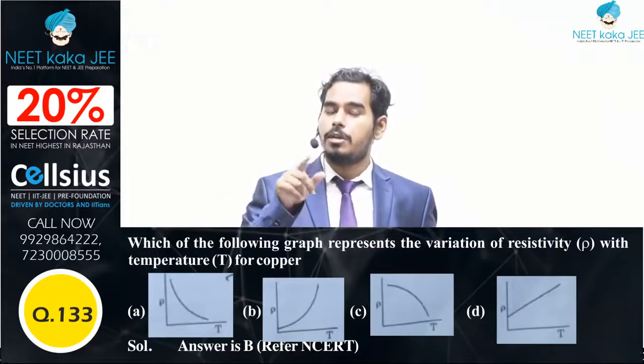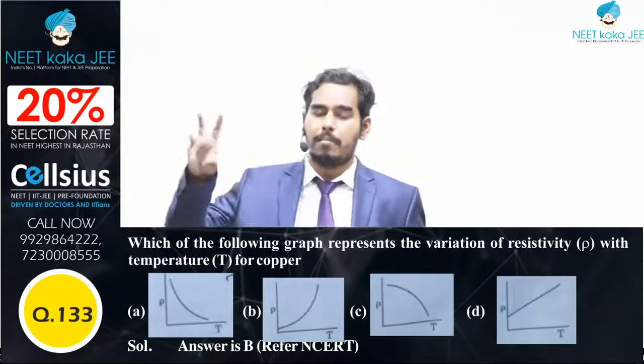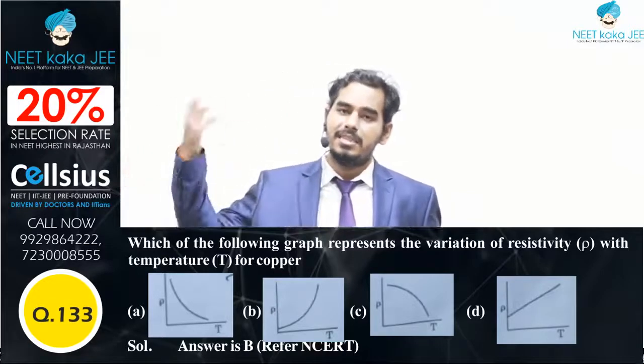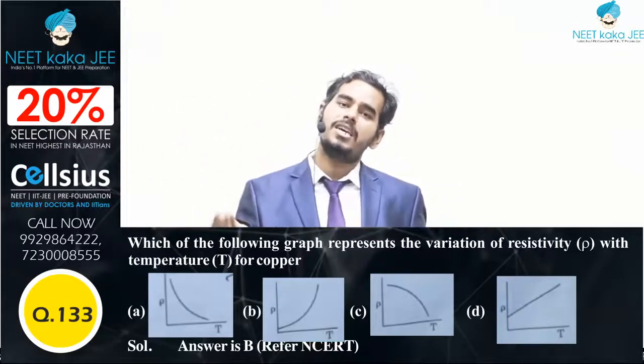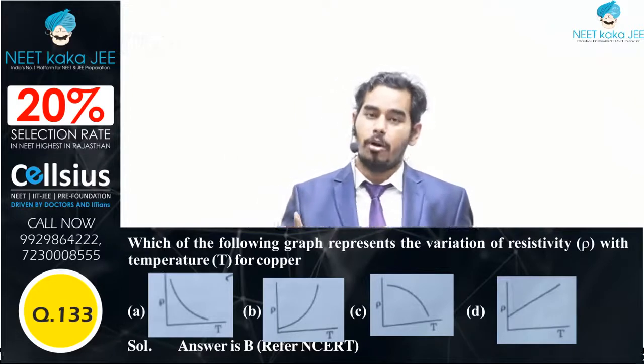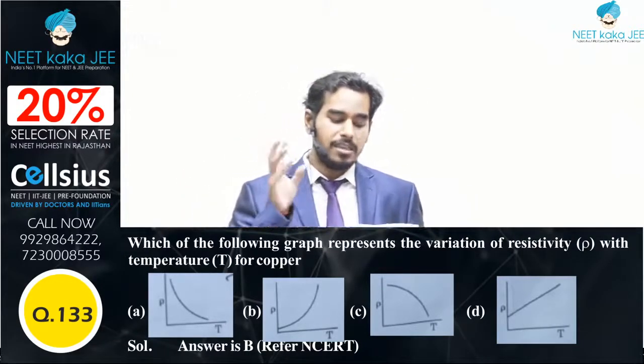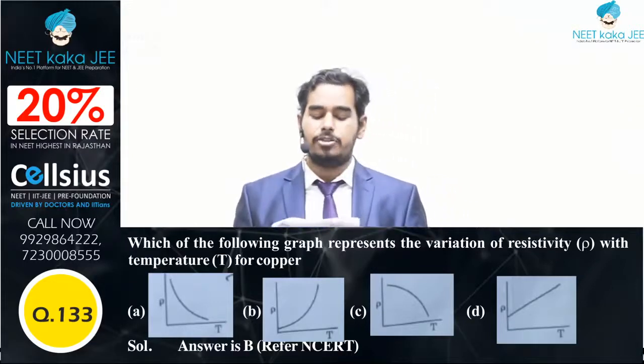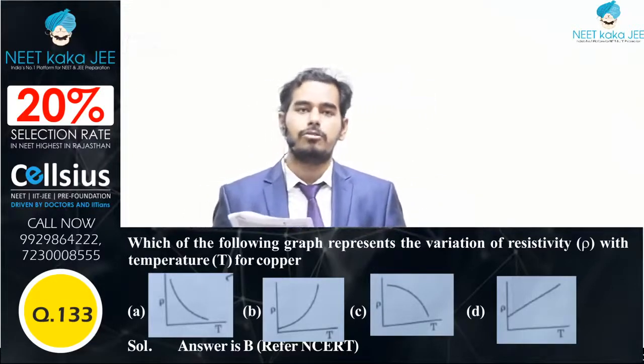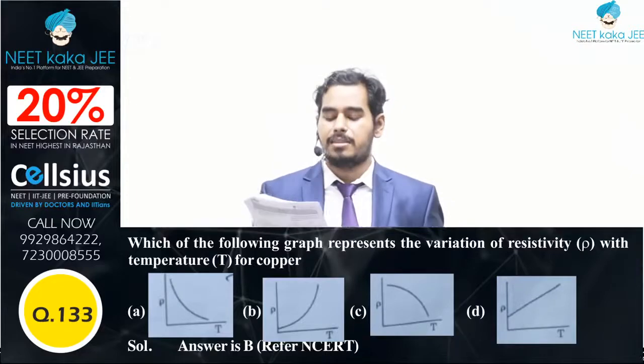But it's not only rho naught (1 plus alpha T), there are some other terms also, that is T squared, T cube type of terms, which are generally ignored because alpha is small. But if you consider them and if you refer to NCERT, it is specifically mentioned for copper that your answer is going to be B. So you'll have to refer to NCERT and your answer is going to be B.